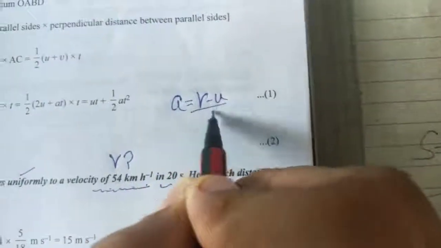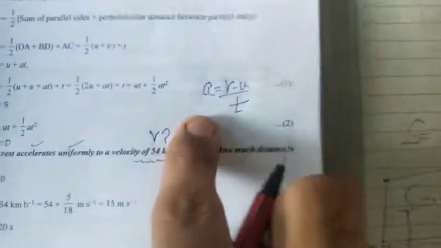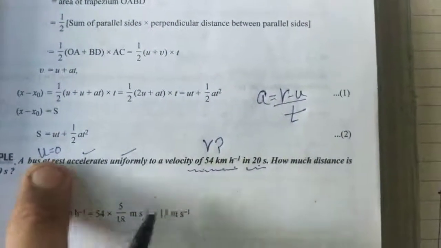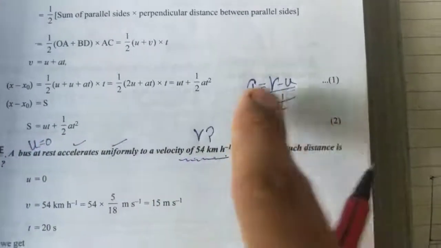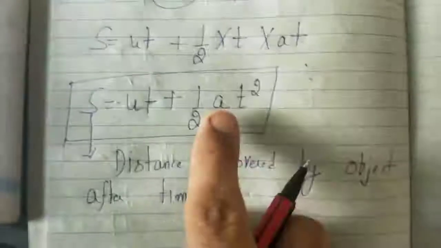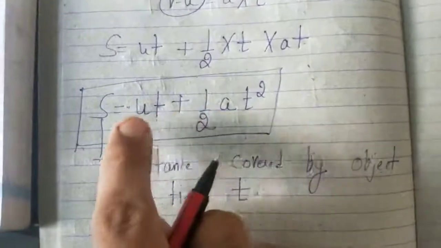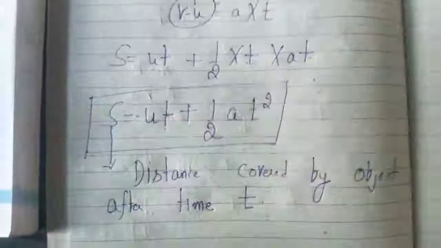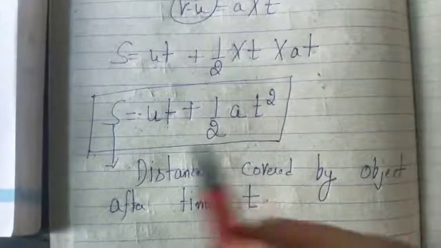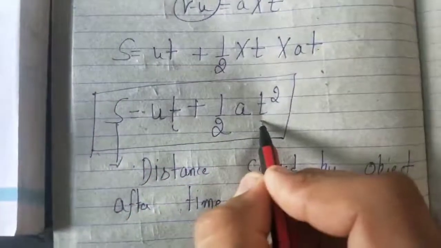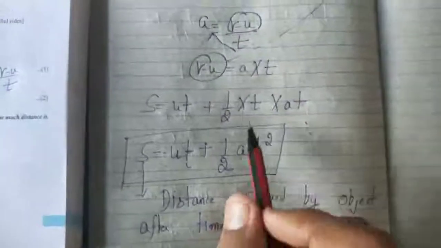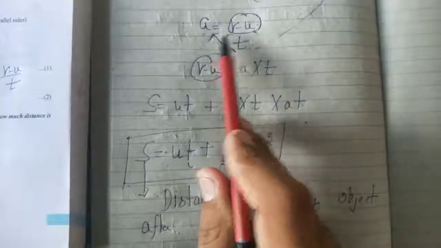So you know acceleration is equal to v minus u upon t. You can calculate the acceleration because you have u, v and t. If you have calculated the acceleration, you have u also. You have to calculate distance in 20 seconds. So you can calculate distance by this equation. Put t equal to 20. Acceleration you will calculate by the formula v minus u upon t.